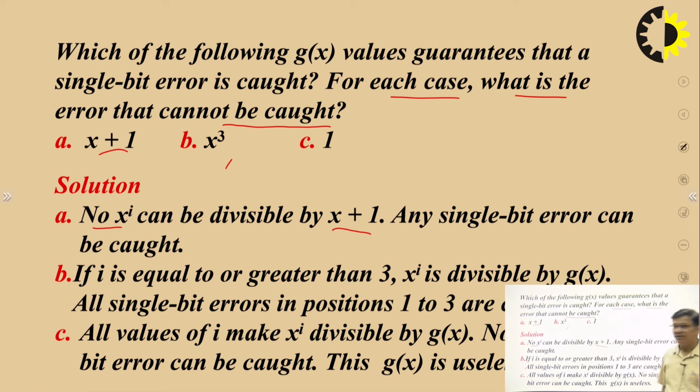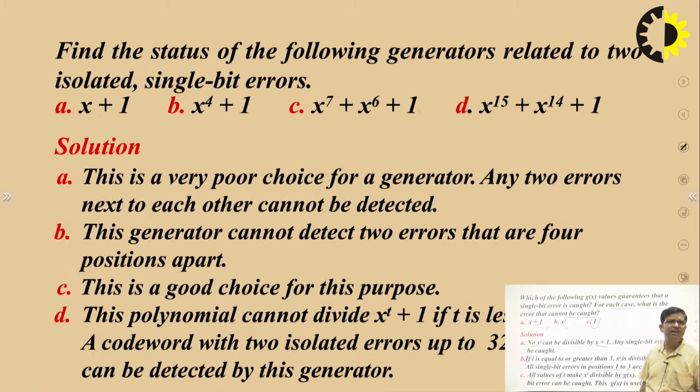Now we are talking about this. If i is equal to or greater than 3, then x to the power i is divisible by g(x), and all single bit errors in positions 1, 2, 3 are caught. If all values of i make x to the power i divisible by g(x), no single bit error can be caught. So this particular g(x) is invalid. It is useless. We cannot use this. However, these are also not good to use as a divisor. We cannot use these because these divisors can be used for special conditions only.